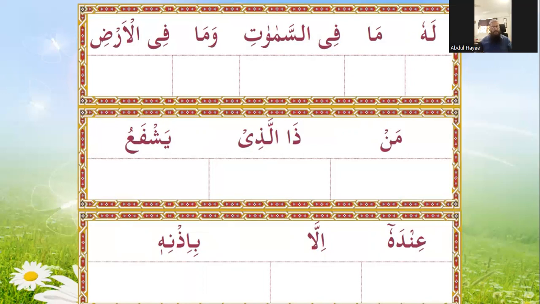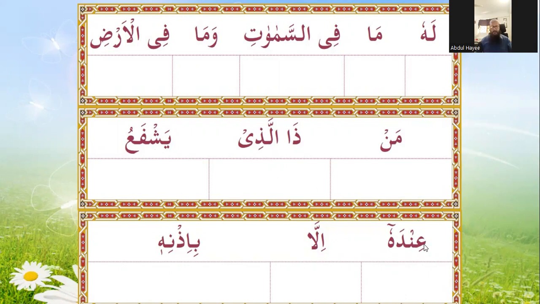As-samawat means skies. Wa means and, ma means what, fi means in. Al-ard, we have studied this in the same way. We have studied both these words. Man, we have studied, man means who. Allazi, we have studied this. Iza and Za are the same, we have studied them in Surah Al-Nasr, iza ja'a. Yashfa'u, this is a new word.